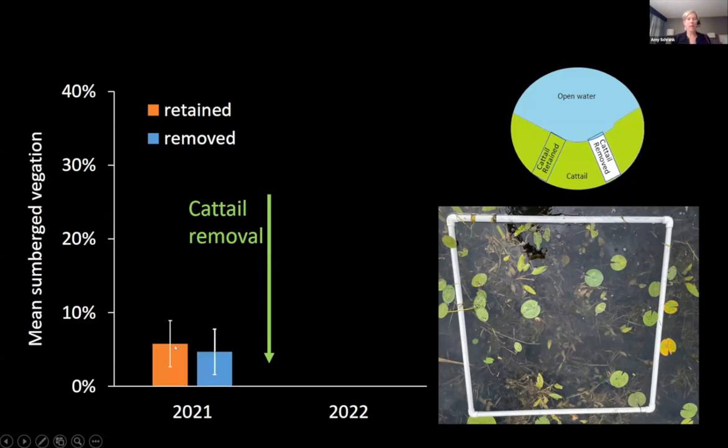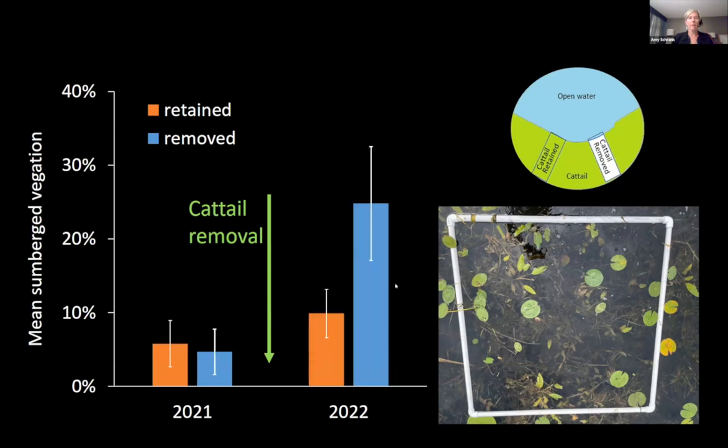In 2021, we saw not a ton, less than 10% submerged vegetation cover. And what you see is that those sites aren't different. So that's what we expected. We expected to see similar vegetation cover in both of our sites because we chose our sites to be as similar as possible. And then we removed cattail, and now we can compare the retained in orange and the removed in blue. And we see that in our removed sites, there is significantly more submerged aquatic vegetation than in our retained sites. So this is what we were hoping to see, right? We didn't do any active reseeding. We just removed cattail, and we did see increased plant growth. And these are data for all of our 9 lakes combined.